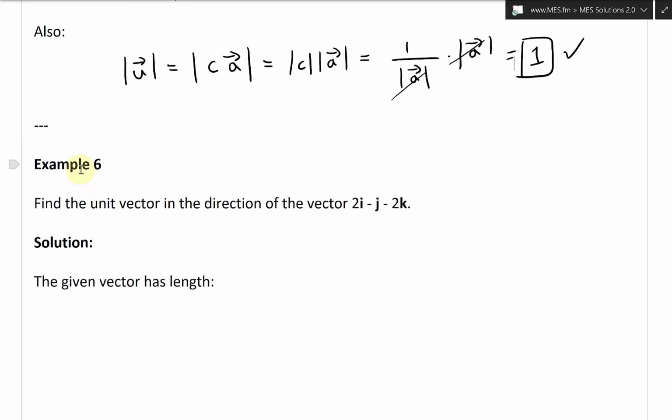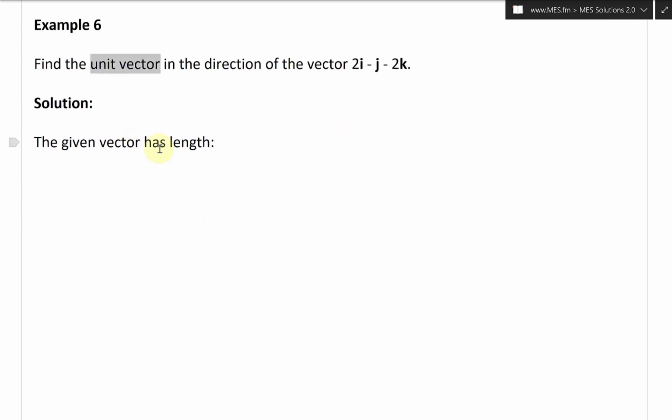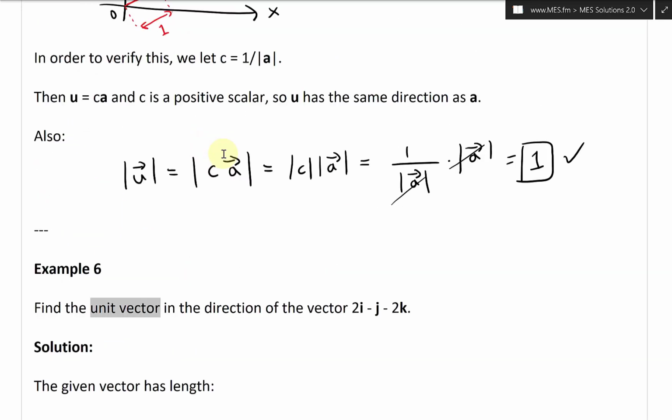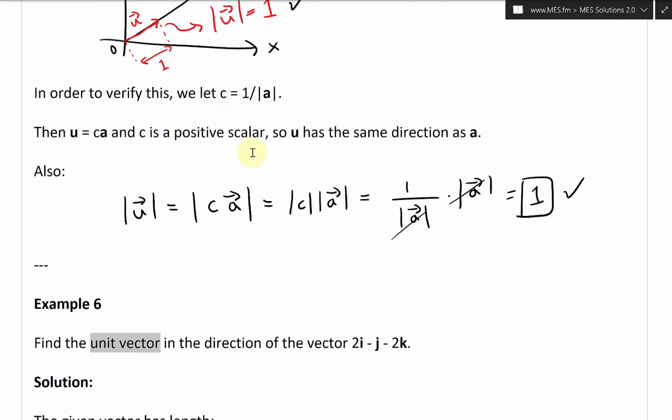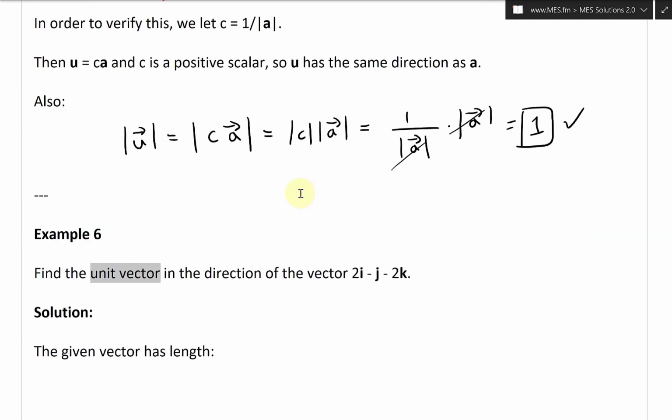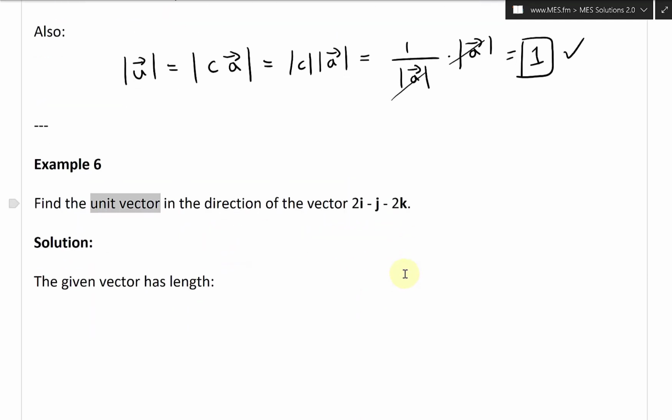So example 6. This states: find the unit vector in the direction of the vector 2i minus j minus 2k. So it's very interesting. Now we're asked to find the unit vector in the direction of this vector. So the given vector has a length, because we're going to need the length, and we're going to divide this vector by the length, and we could just divide each term and so on.